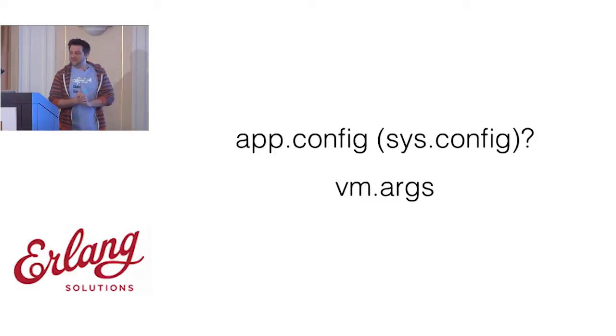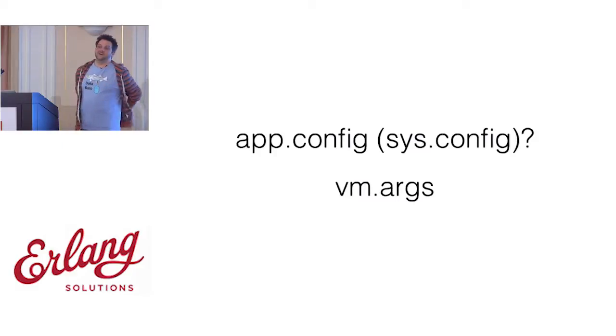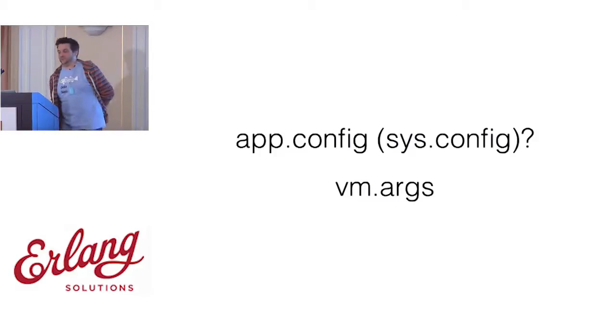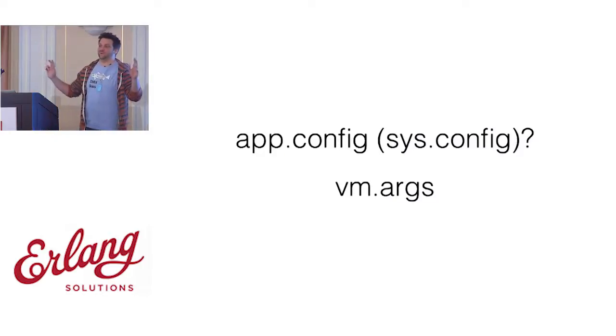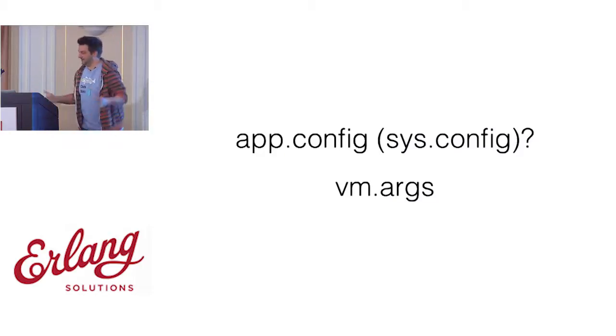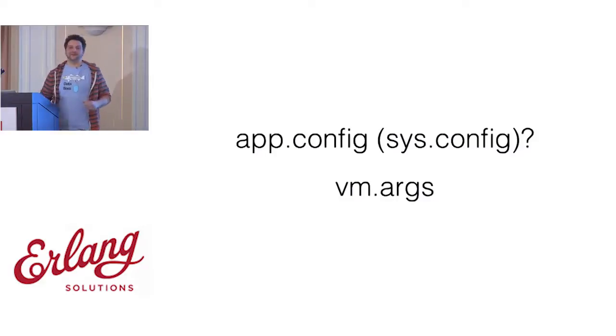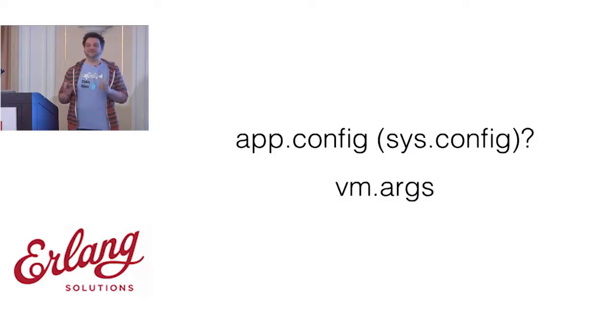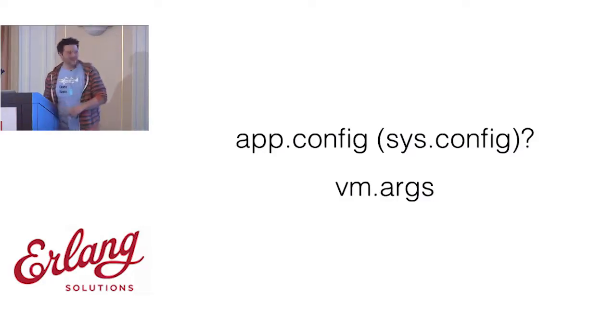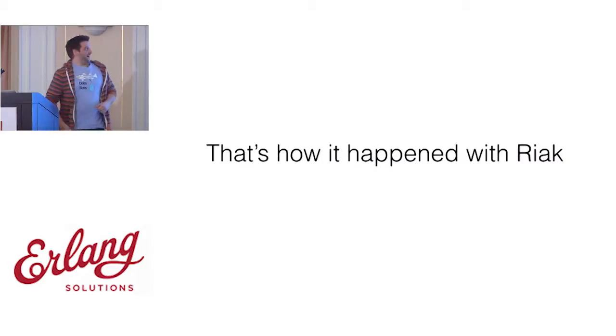So if you've got an Erlang application, you probably know you configure it with app.config, sys.config, vm.args. The -config option comes for free with Erlang, and that's all easy, so we use that. And great, you're writing an application because you want to solve some problem, and configuration isn't it. So use these, and you get to the real work you want to get to. That's what happened with Riak.